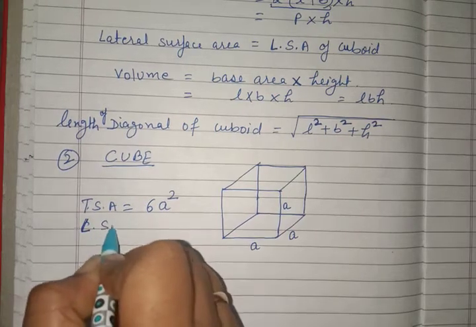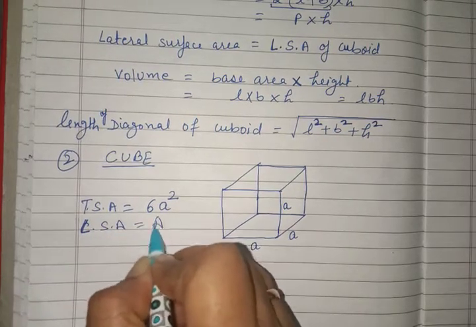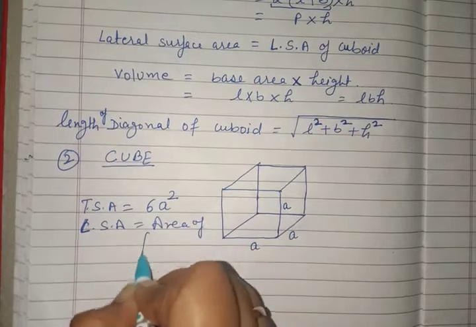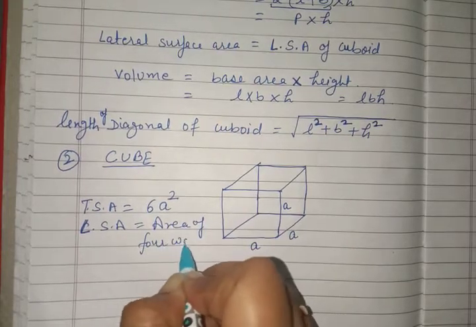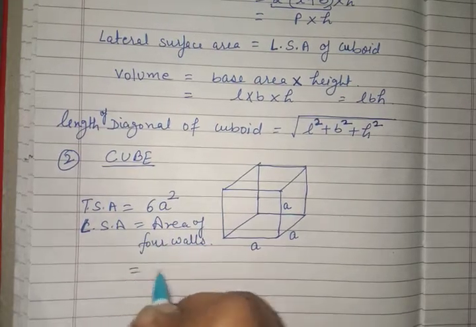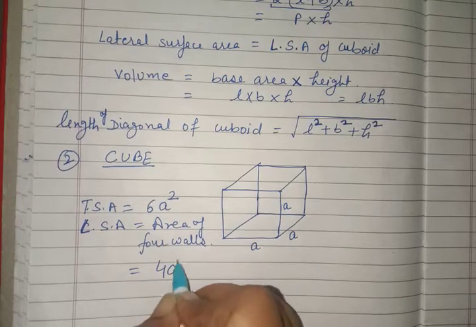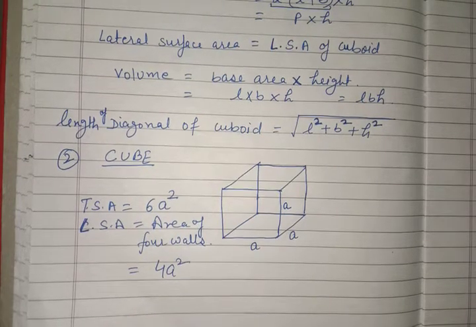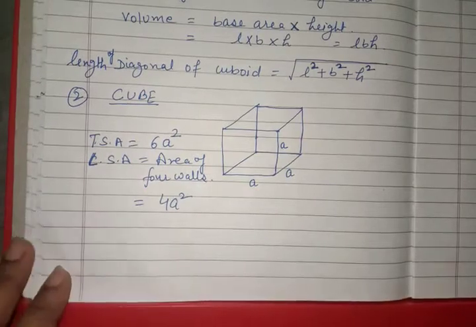Lateral surface area, or you can say area of 4 walls. So same, it is 4 walls. Formula is 4A square, because we are considering 4 faces.